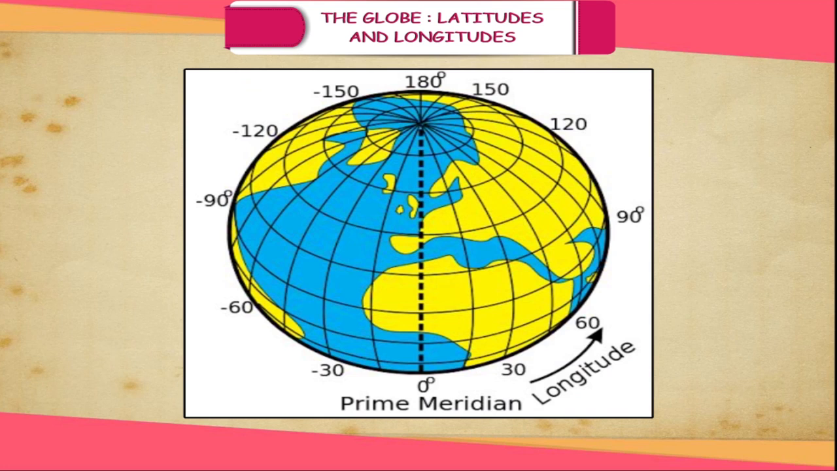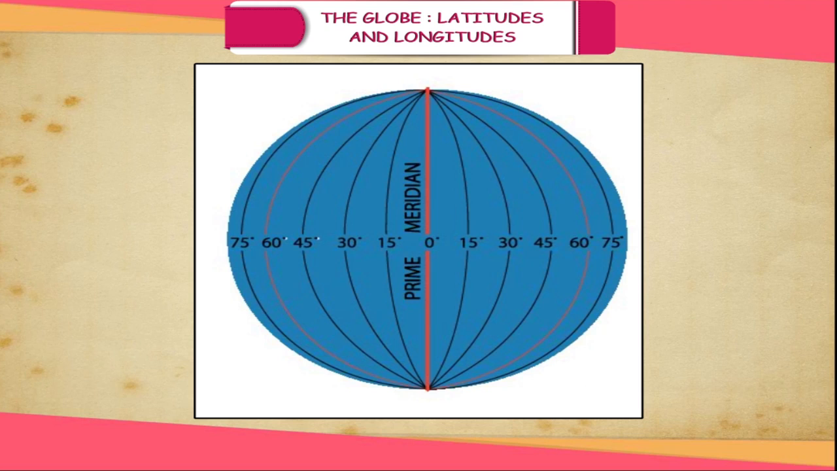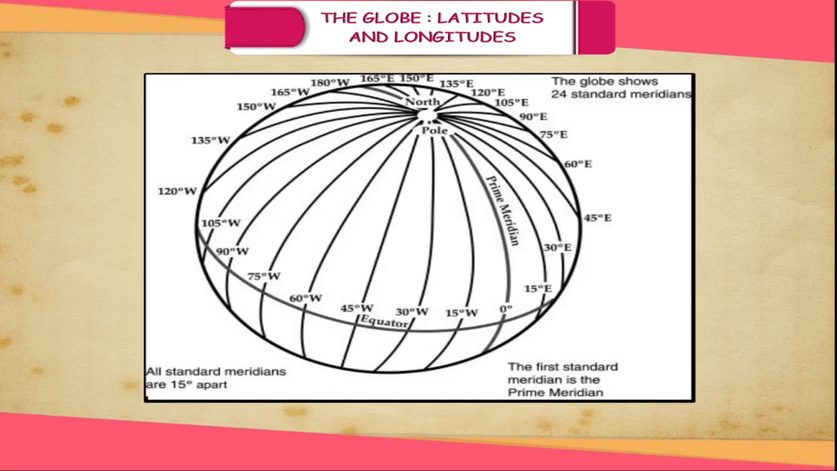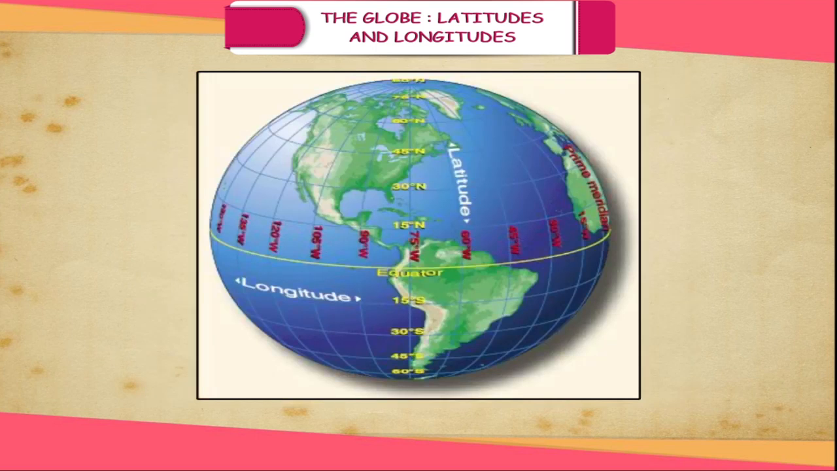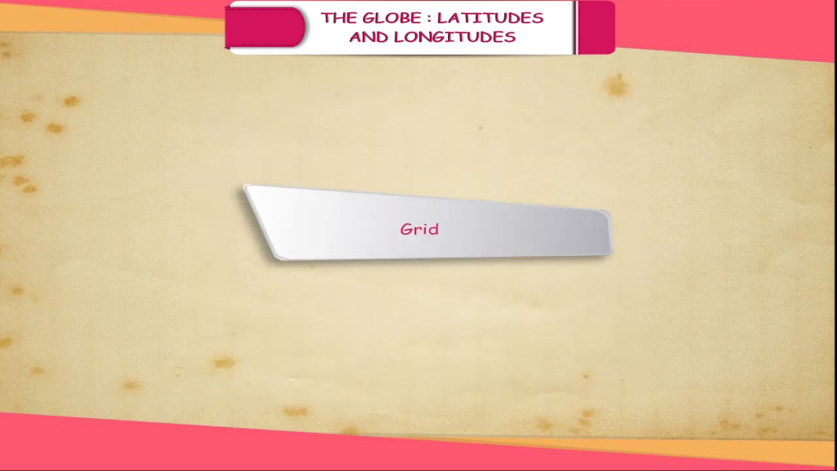Thus, there are 180 meridians in each hemisphere. It divides the Earth into Western and Eastern Hemisphere. Remember, the 180° longitude in each hemisphere coincides with each other. This longitude, with slight modifications, is called the international dateline.